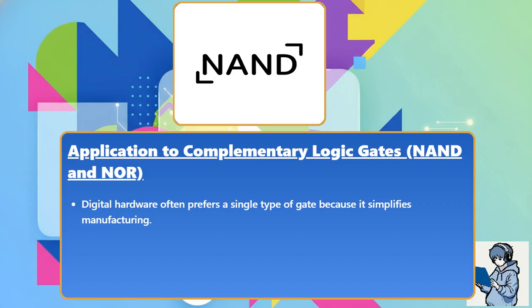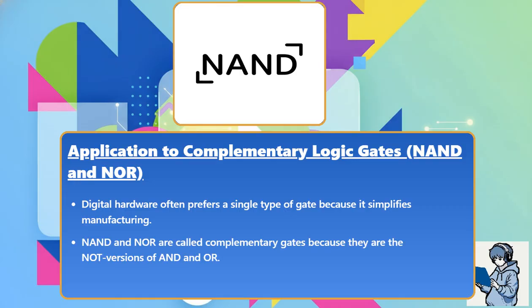Digital hardware often prefers a single type of gate because it simplifies manufacturing. NAND and NOR are called complementary gates because they are the NOT versions of AND and OR. De Morgan's theorems give the exact relationship.